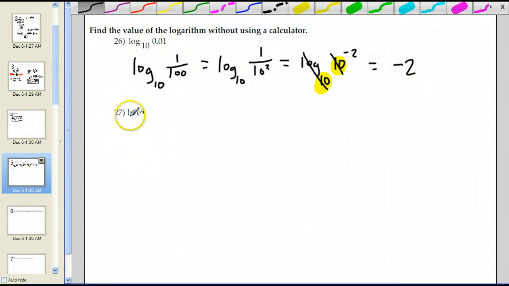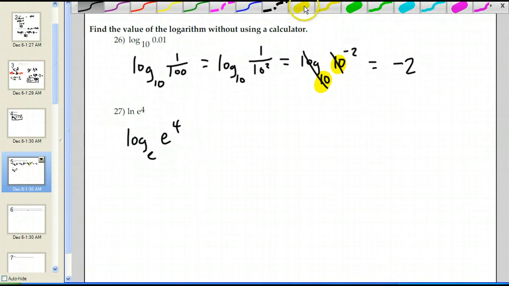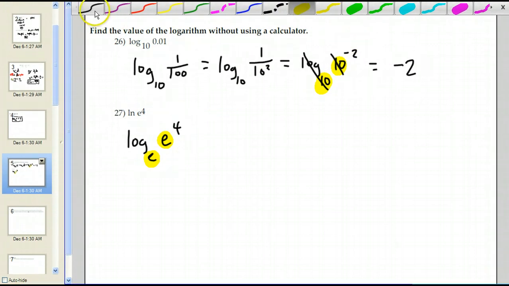Likewise down here, ln is the log base e of e to the fourth. And just like we saw in the last problem, e and e, these things are going to wipe one another out, and we're just going to end up with 4.